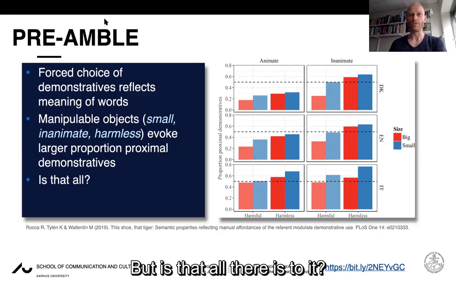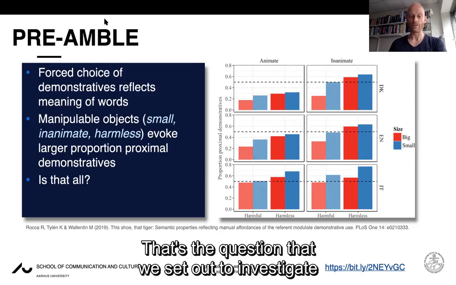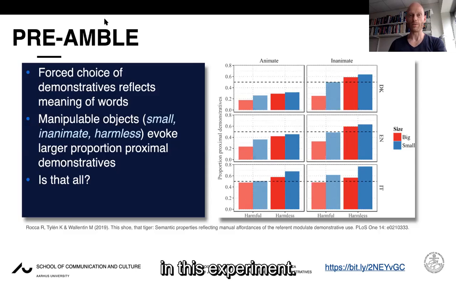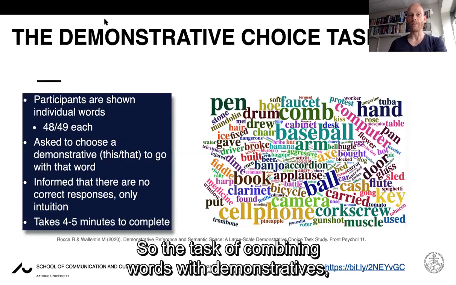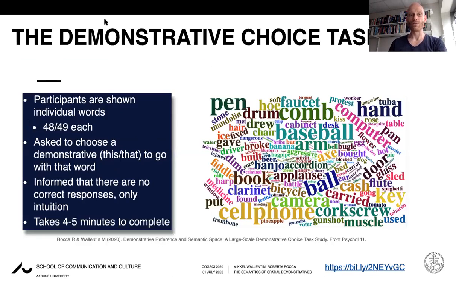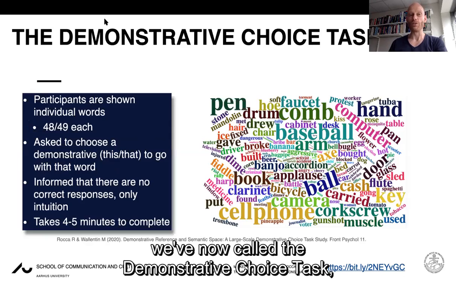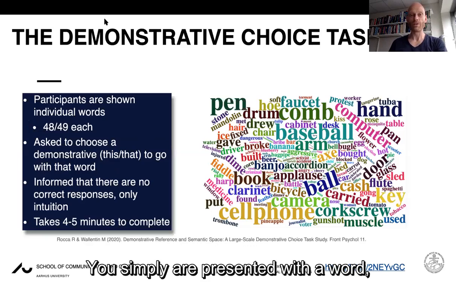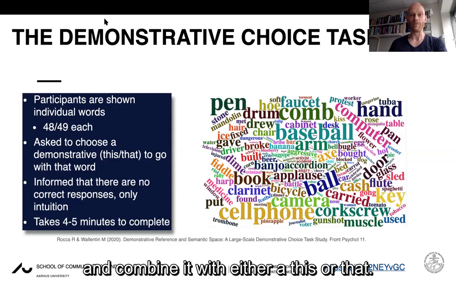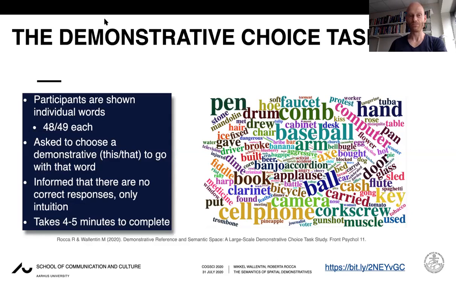But is that all there is to it? That's the question that we set out to investigate in this experiment. So the task of combining words with demonstratives, we've now called the demonstrative choice task. And it is as simple as I've already explained. You simply are presented with a word and combine it with either a this or that.